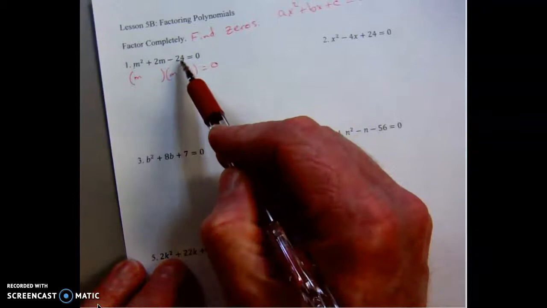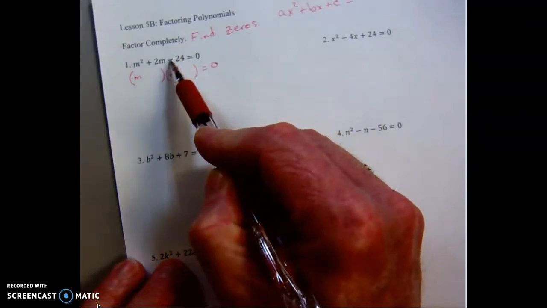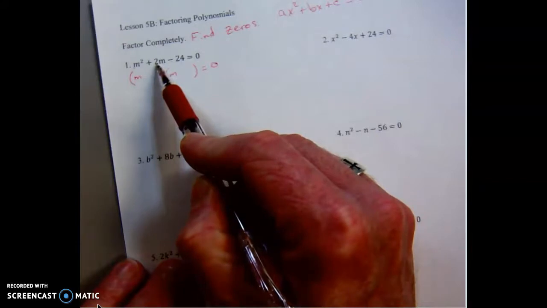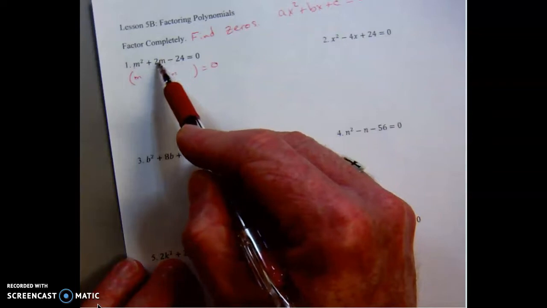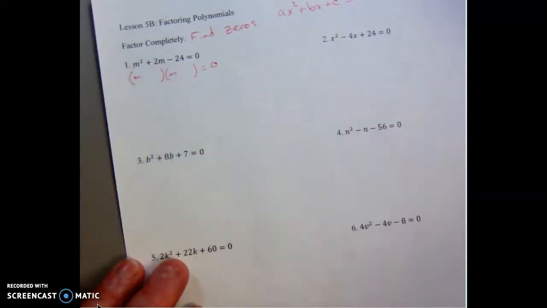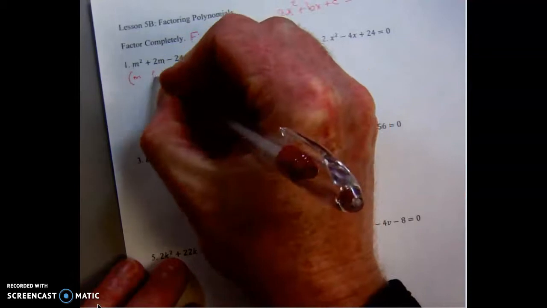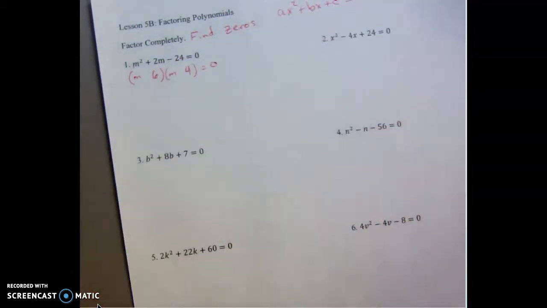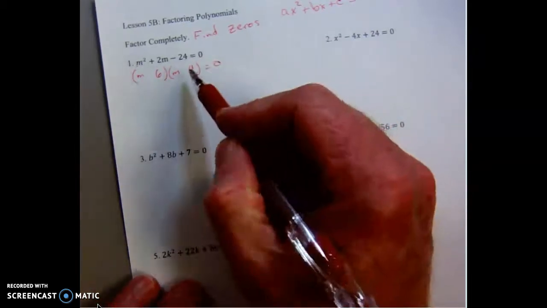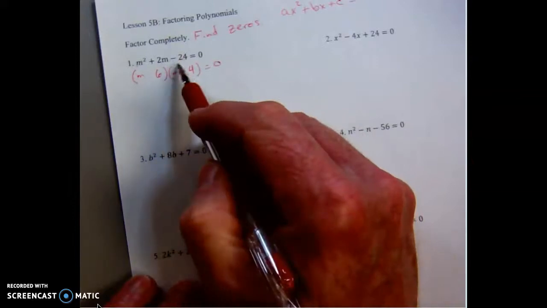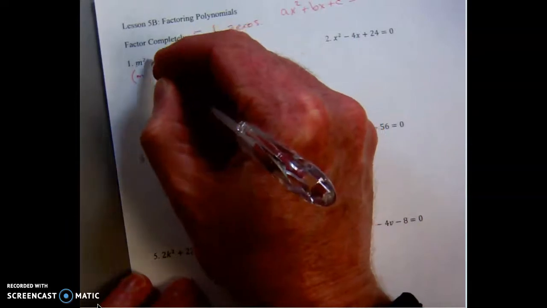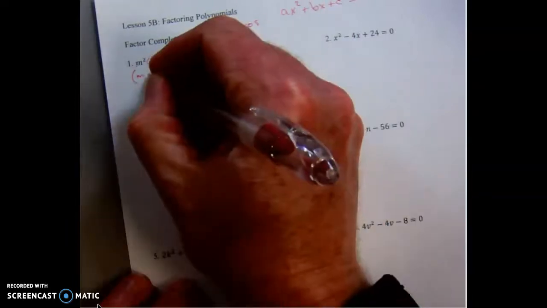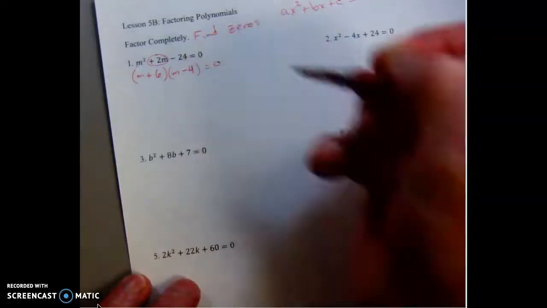I'm going to say factors of 24 that subtract to give me 2. Let me say that again. Factors of 24 that subtract to give me 2. So that means I must be looking for 6 and 4. So 6 and 4 subtract to give me 2, and they're factors of 24. Now that 6 and that 4 together have to give me a positive 2, so I must have a plus 6 and a negative 4.